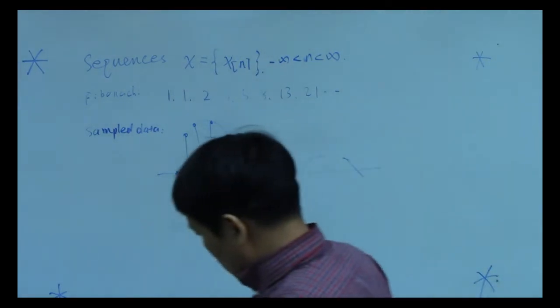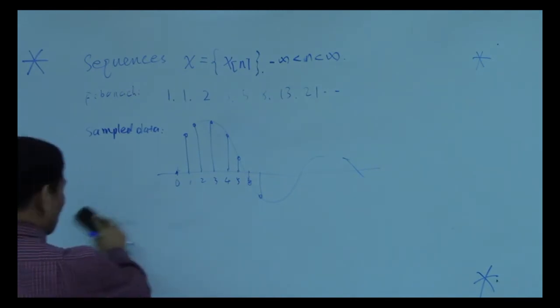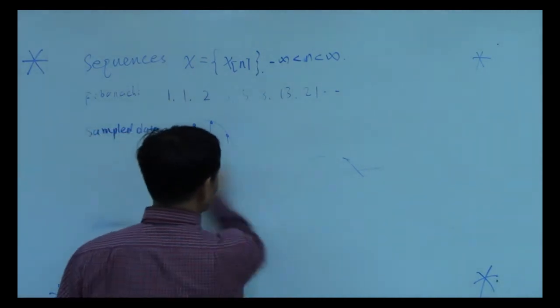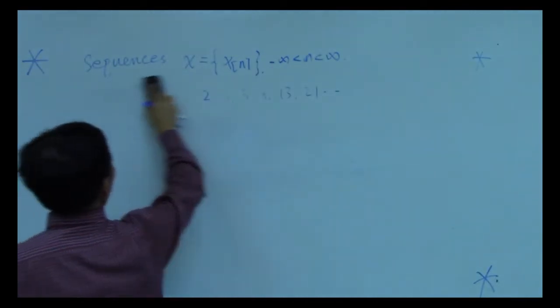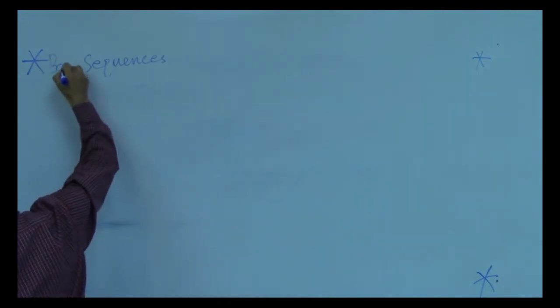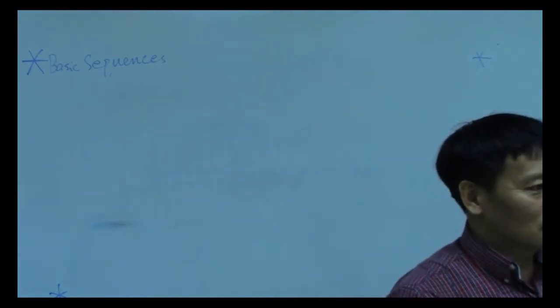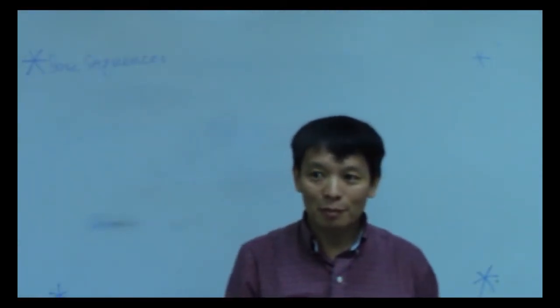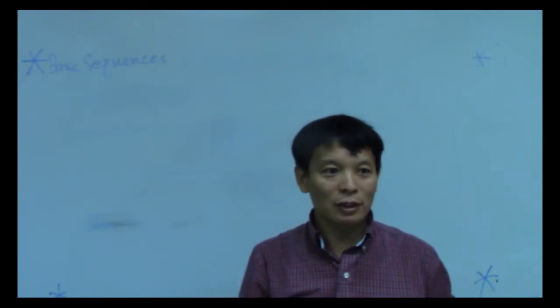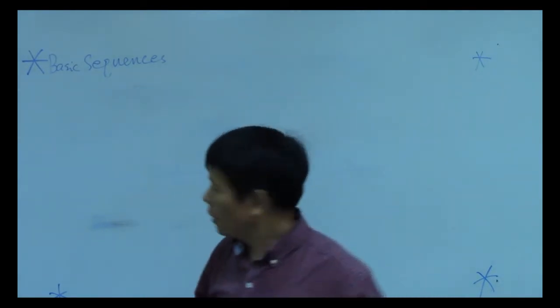Next, we discuss basic sequences. Maybe it is better for me to erase everything here. In continuous time, we discussed basic signals. Now, basic sequences. What was the first one we discussed? Very important. The first one is the impulse.